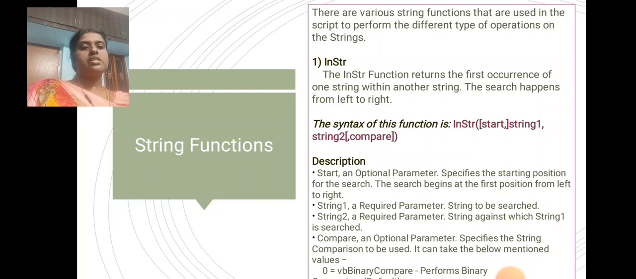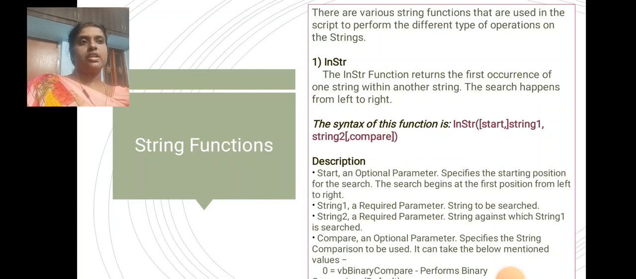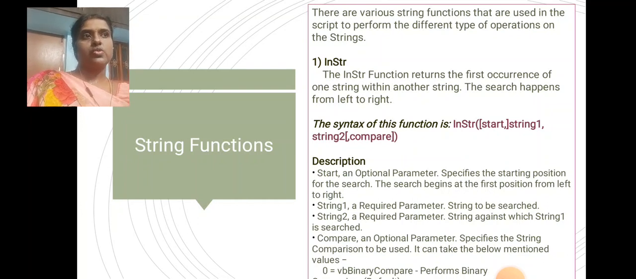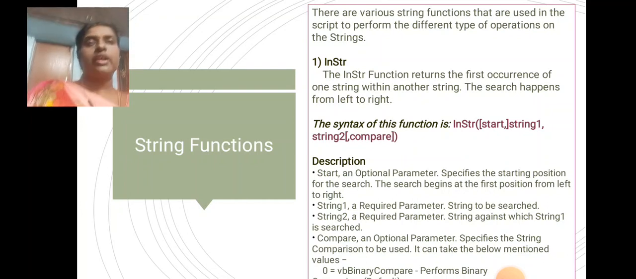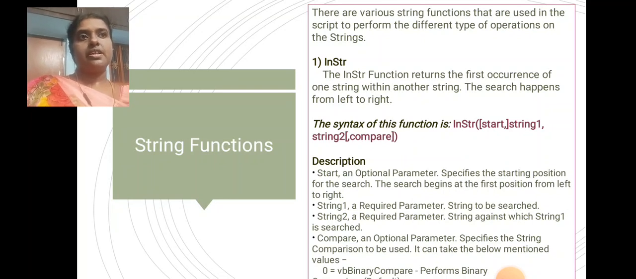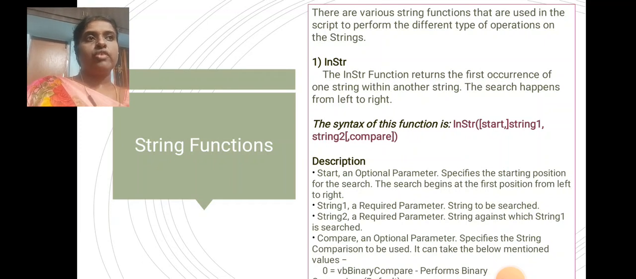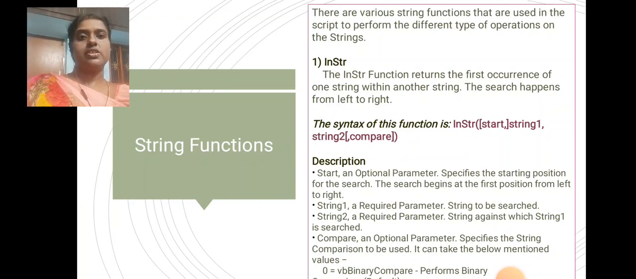0 means the values are compared with the help of their ASCII values, that is, binary values. We all know that small a to z and capital A to Z have different ASCII character values. So we are going to search for the exact difference, that is, a case sensitive search. 1 represents a case insensitive search.